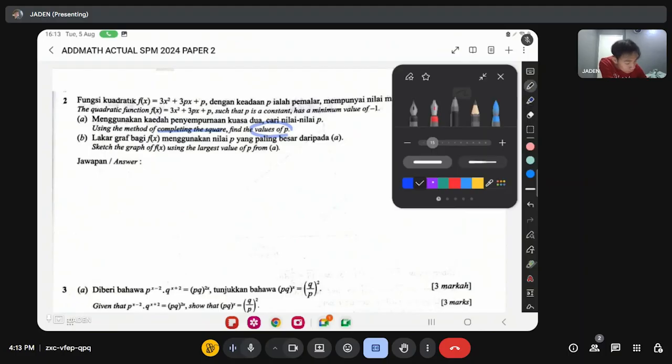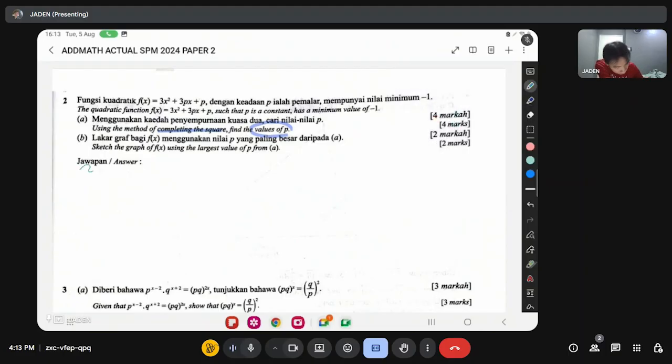I will write down the equation. Let me use green. f(x) equals 3x squared plus 3px plus p. I want to ensure that my a value is actually +1, so I will factorize the 3 out of the equation. I get x squared plus px plus p over 3.